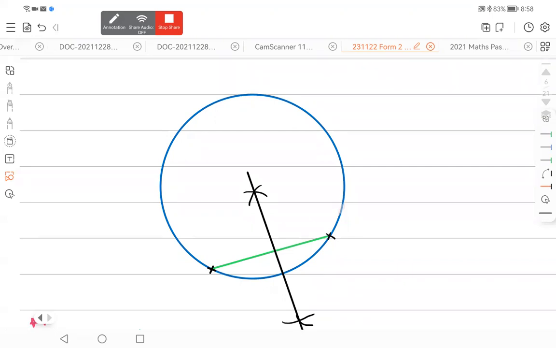Then you have to draw another side, build another chord again. Then you do the same thing. You place the sharp end here, then you curve up and down. Then another side, then you curve. So you will have 2 straight lines. No need to be the same length. No need, as long as it's crossing.